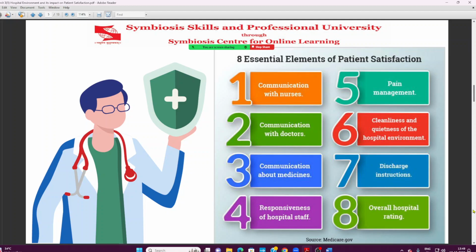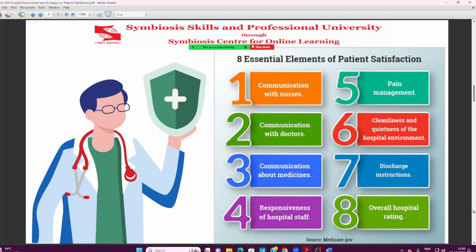So responsiveness of hospital staff comes fourth. How quick the hospital staff, like the ward boy and the reception, are able to solve the doubts and problems of the patient. Pain management. Fifth is what? Pain management. Here, the onus lies on the nurses.